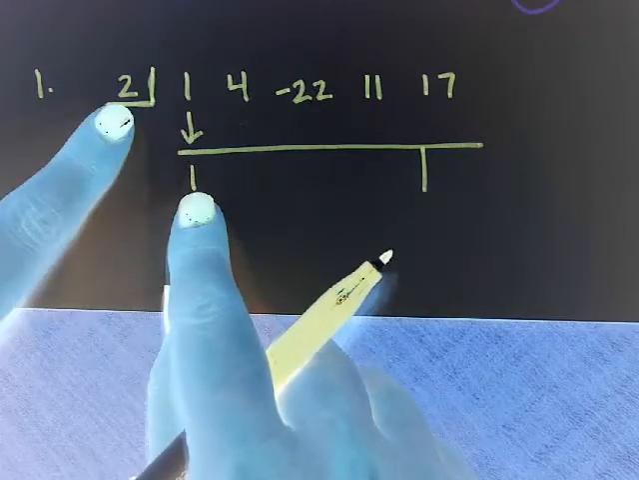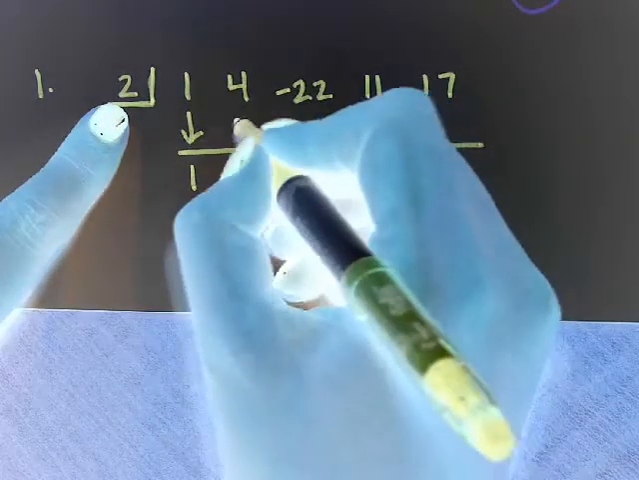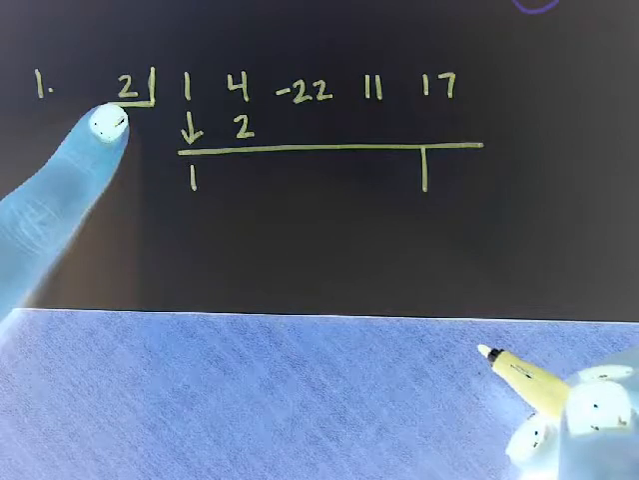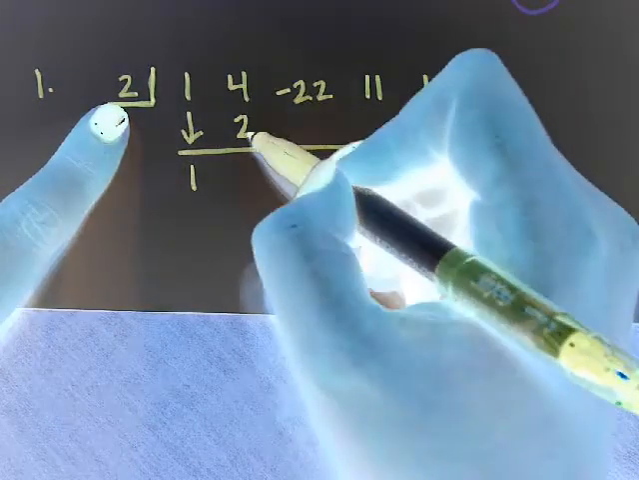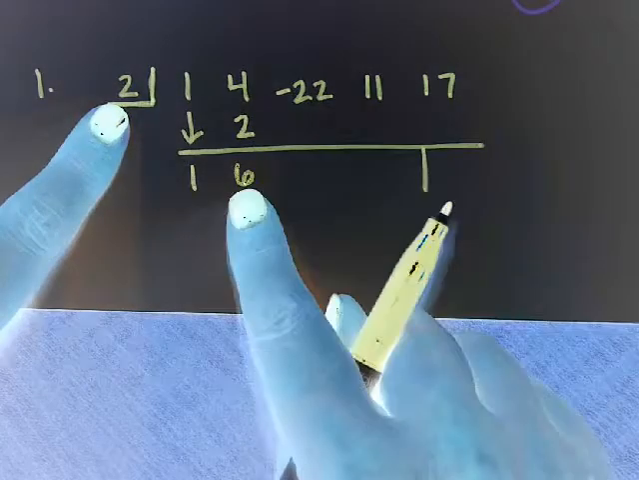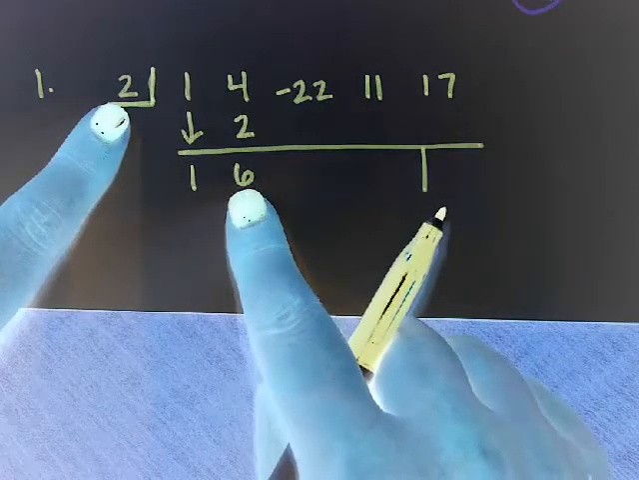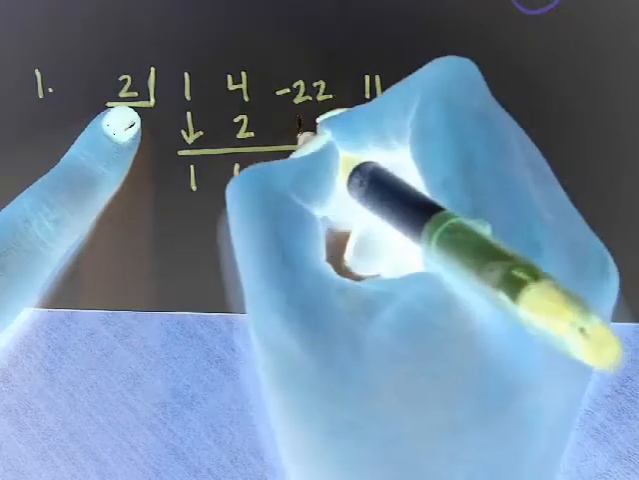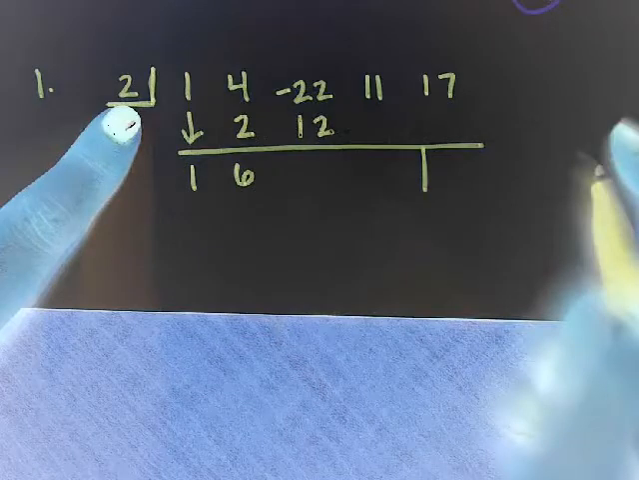I multiply it. 1 times 2 is 2. And then what do I do with the 4 and the 2? I don't subtract, I add them. So 4 plus 2, 6. And then what do I do with the 6? So 6 times 2 is 12. Negative 22 plus 12, negative 10.